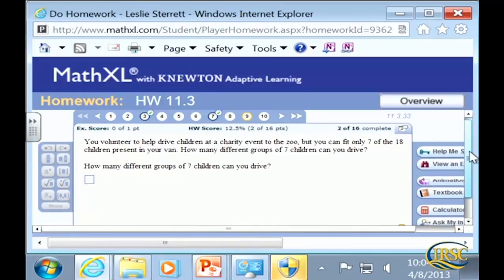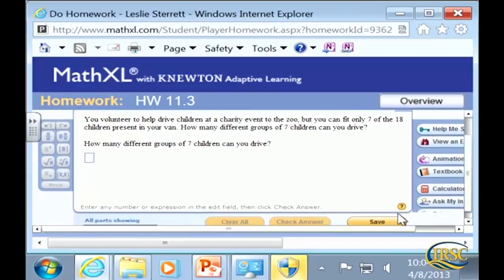Okay, you volunteer to help drive children at a charity event to the zoo, but you can fit only 7 of the 18 children present in your van. How many different groups of 7 children can you drive? Okay, so now that we have a word problem here, in this section, 11.3, even though it focuses on combination, it's going to give you a mix of combination and permutation problems. So you have to be able to identify what type of problem this is.